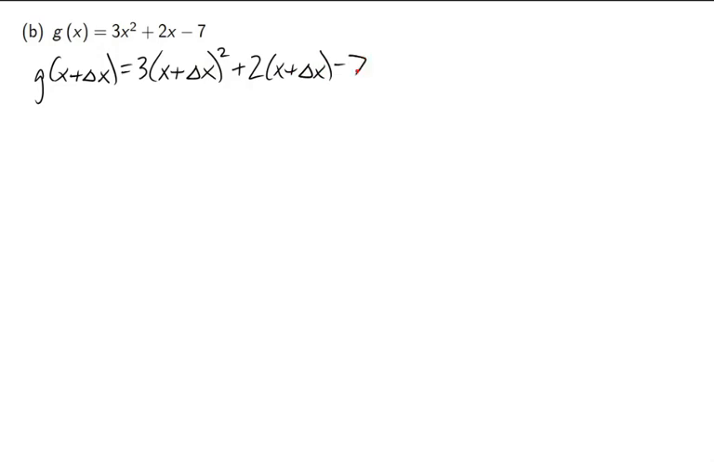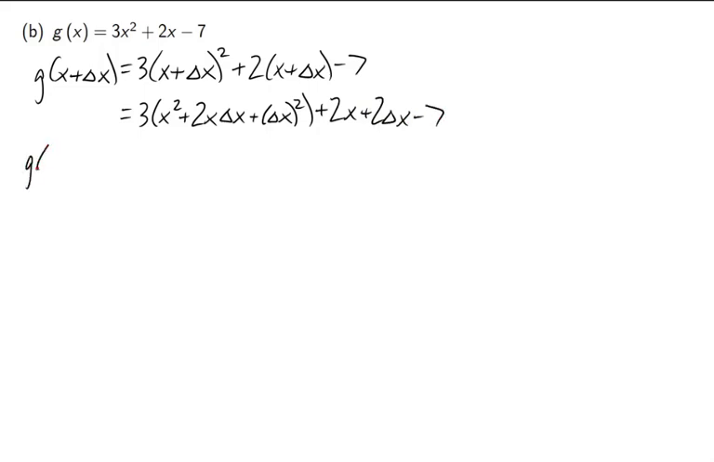I'll go ahead and simplify this one before I move on. If I square this, I need to use FOIL. It's not just x squared plus delta x squared. And what I get when I FOIL it is x squared plus 2x delta x plus delta x squared, plus 2x plus 2 delta x minus 7.